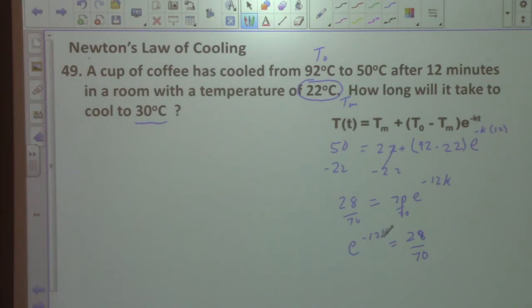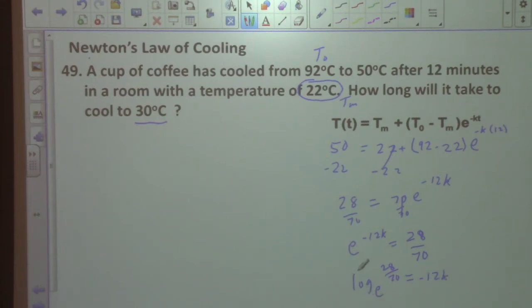Okay, how are you going to solve for k? We got to this point. How do you solve for k now? It's 1 over... Okay, remember this is log base e. So log base e of 28/70 is equal to negative 12k.